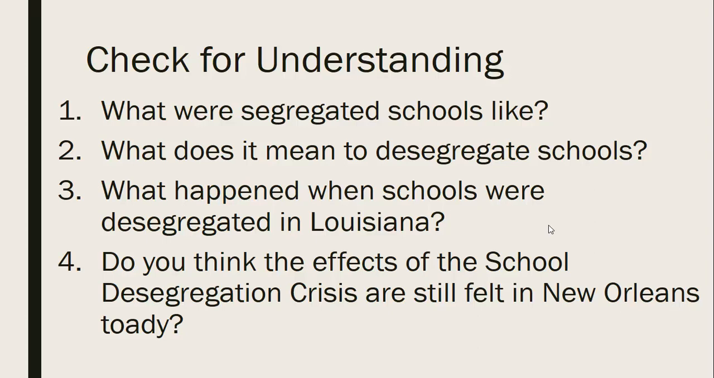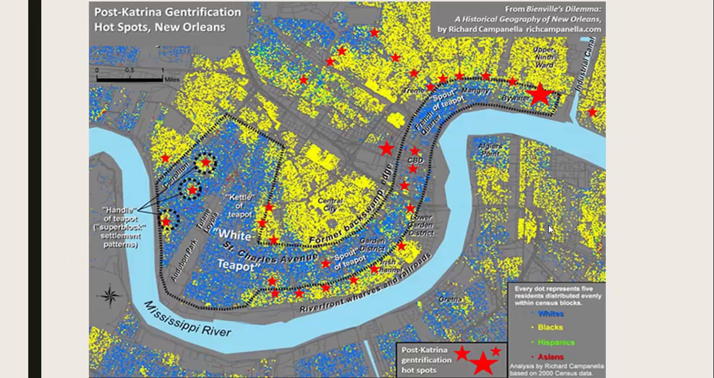What happens when schools were desegregated in Louisiana? People protested, and ultimately white families took their kids out of public schools. And then, do you think the effects of school desegregation crisis are still felt in New Orleans today? Yeah, we still see New Orleans as a very segregated city.